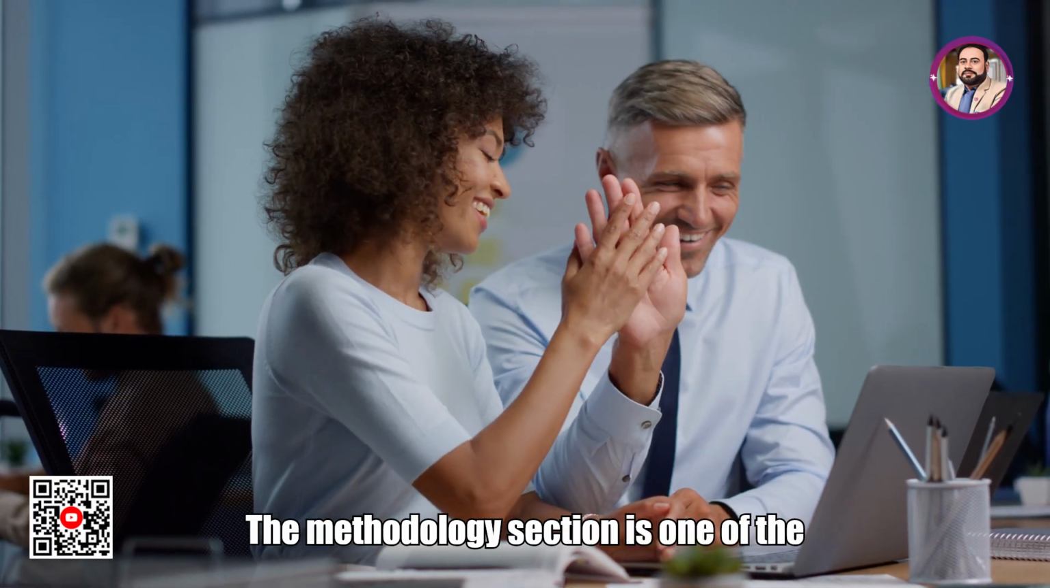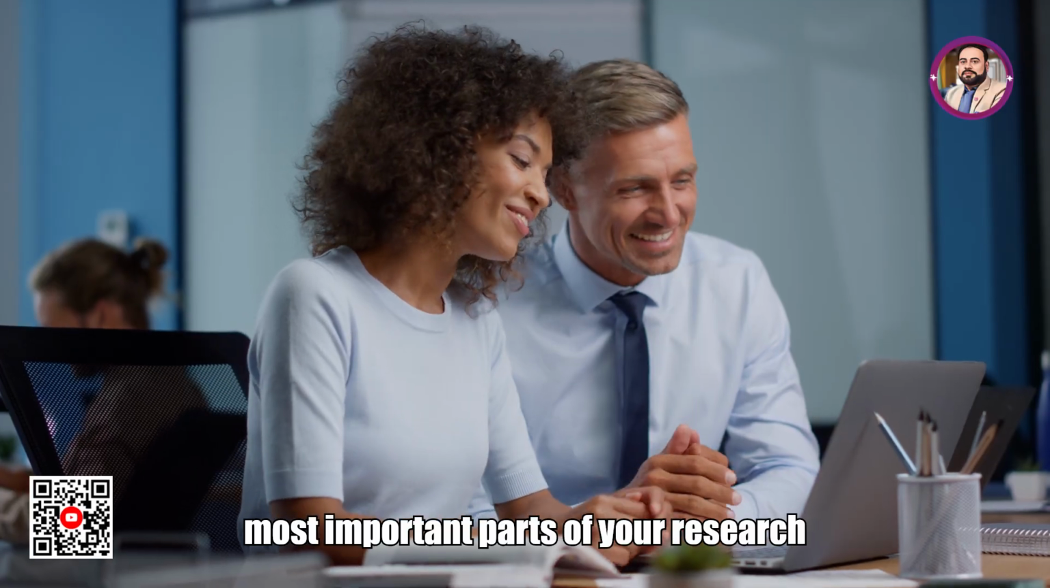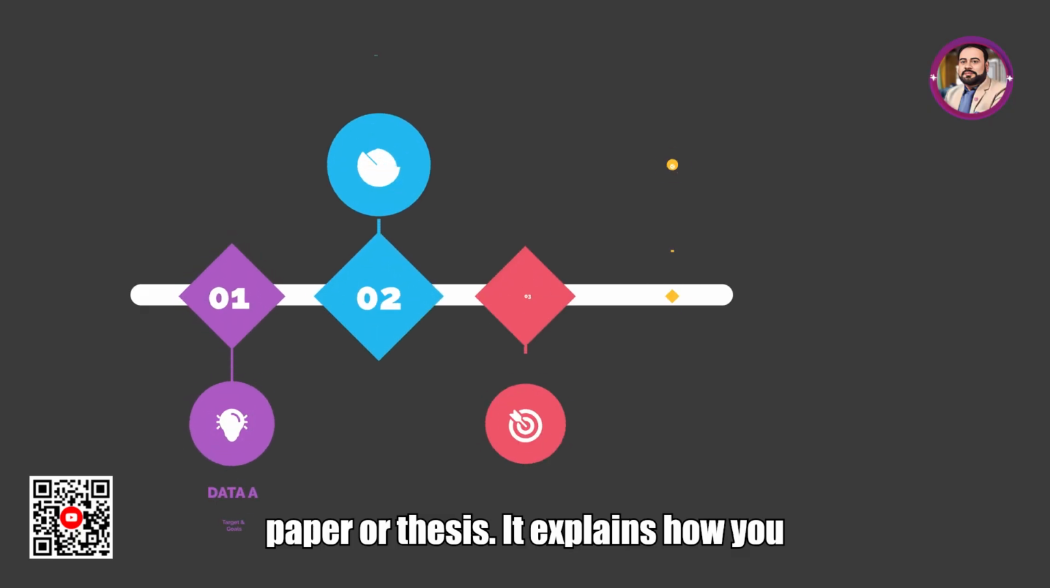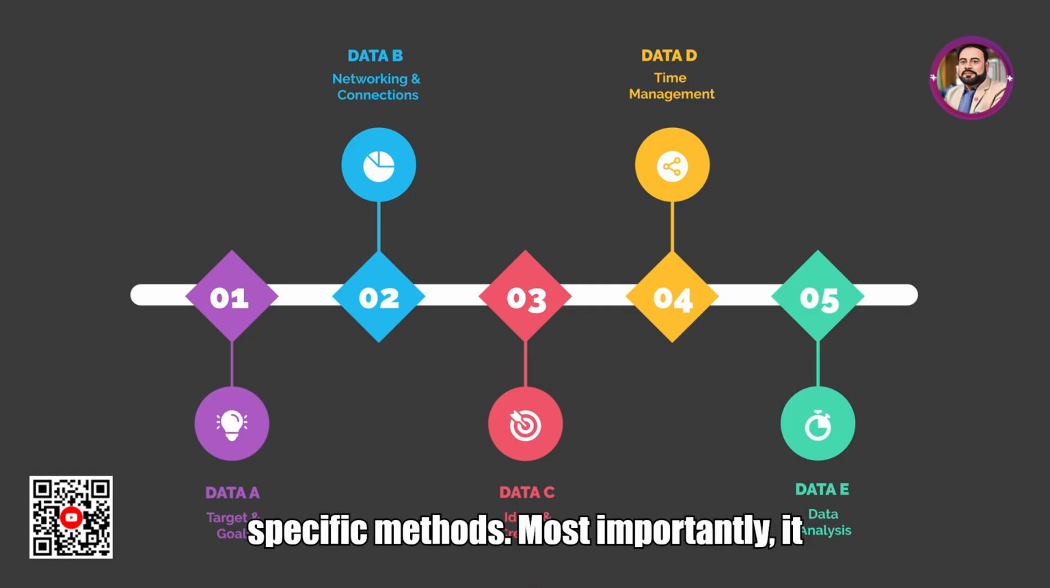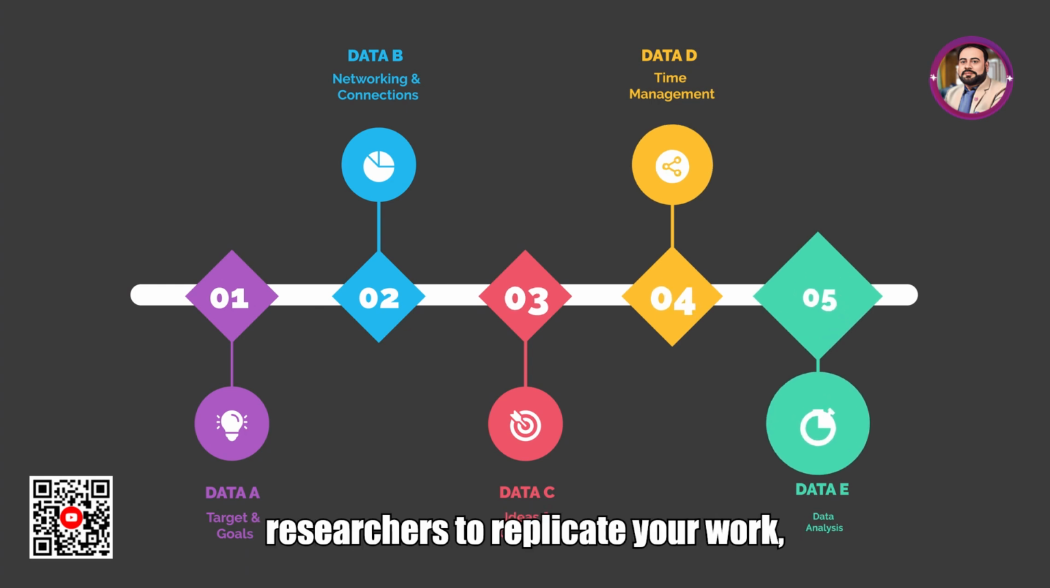The methodology section is one of the most important parts of your research paper or thesis. It explains how you conducted your study and why you chose specific methods. Most importantly, it must be detailed enough for other researchers to replicate your work, ensuring credibility and transparency.